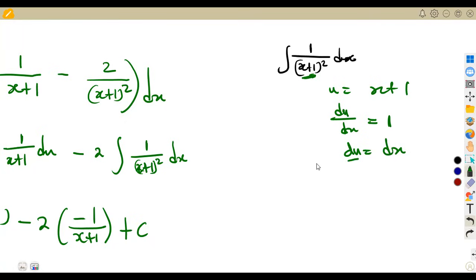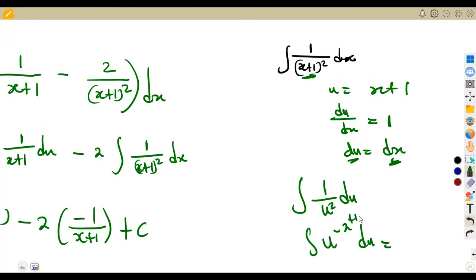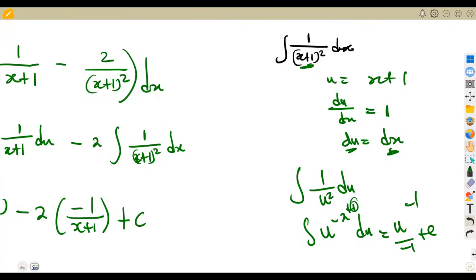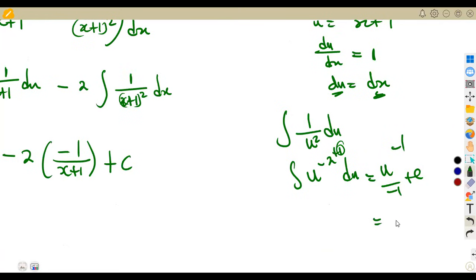So if du is equal to dx, that means here we are going to have the integral of 1 over x plus 1, which is u, to the exponent of 2. And dx and du are the same, so this will be du. So 1 over u squared is the same as u to the exponent of negative 2 with respect to u. So we are back again, add 1 on the exponent, that's u to the exponent of negative 1 over negative 1 plus the constant of integration. So this was going to give you minus 1 over u plus the constant of integration.